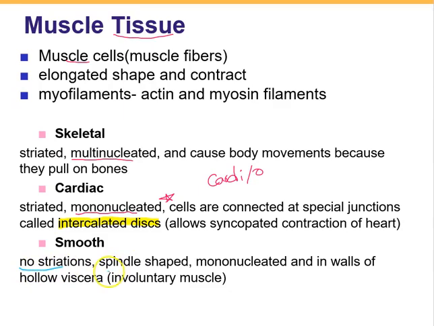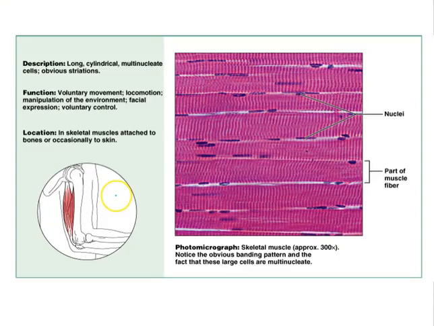The cells are spindle shaped and they have only one nucleus, and they're going to be found in walls of the hollow organs like the stomach, as I mentioned before, esophagus. They're also called involuntary muscle because they're not going to be under our own control or our conscious control. Both smooth and cardiac muscle are involuntary muscle.